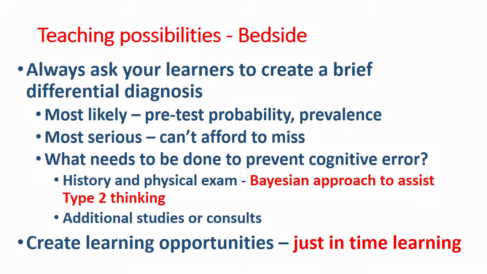So when we think of teaching possibilities, because ultimately what you're here for is not just to talk about errors, but how do we prevent them and how do we teach our team to prevent them? This becomes repetitively asking your learners to create a brief differential diagnosis. In particular, this is looking at the most likely diagnosis based on prevalence and pretest probability, the most serious diagnosis, our can't miss diagnoses, and then how do we address these to make sure that we don't miss this. Oftentimes, this can be done with a history and physical exam that is a little bit more deliberate. Maybe you add on a couple extra labs, an image that you may not have potentially ordered initially.